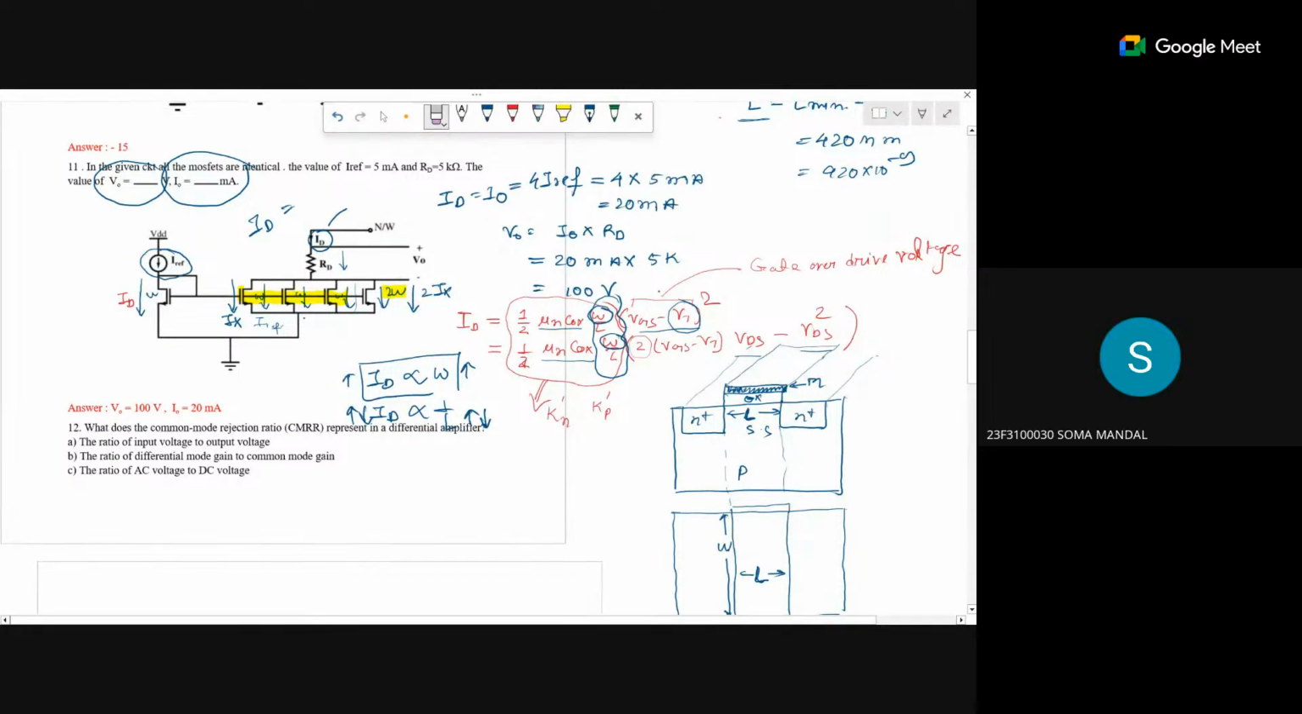5 IREF. Everyone got the answer? 5 IREF. Okay, I'm guessing that no one got it. See, this is IREF. This W by L and this W by L are the same, so this is also IREF.